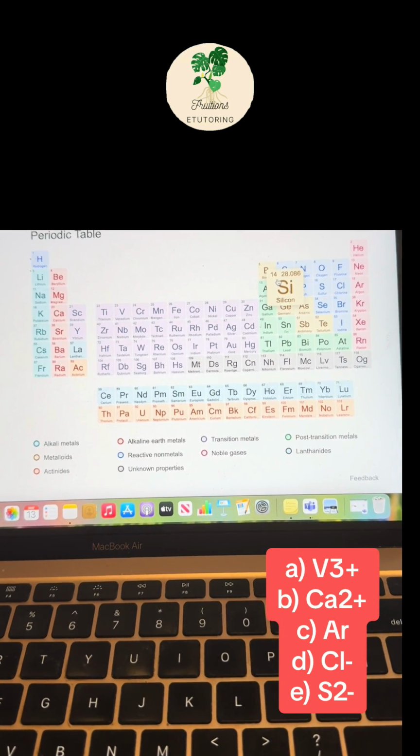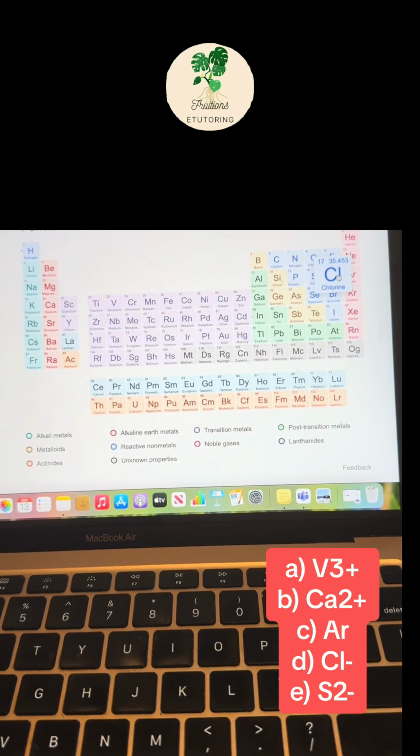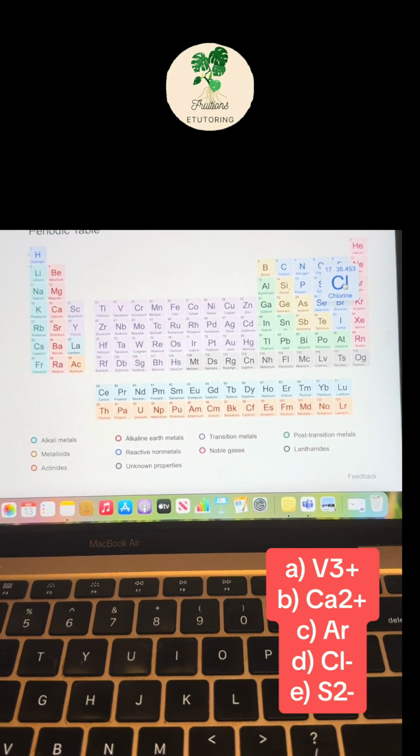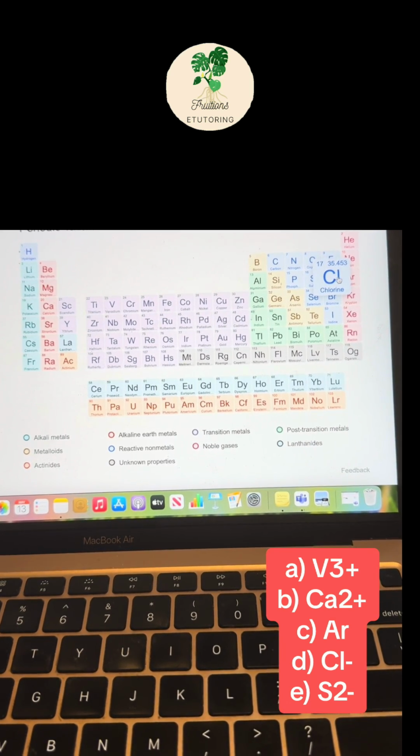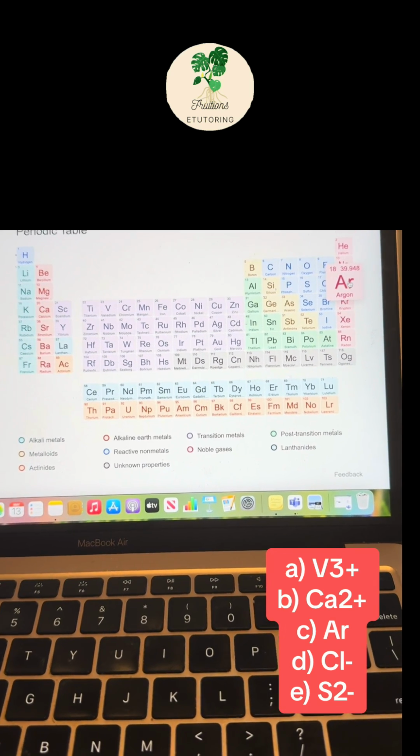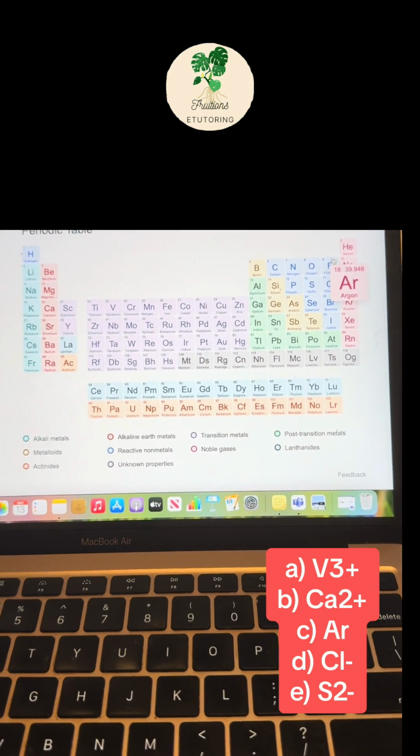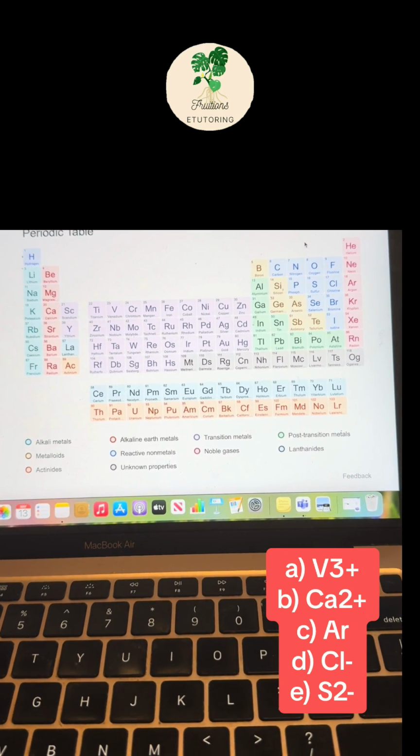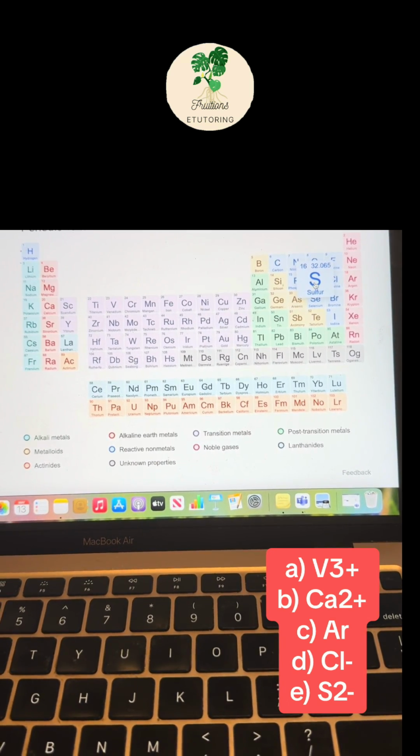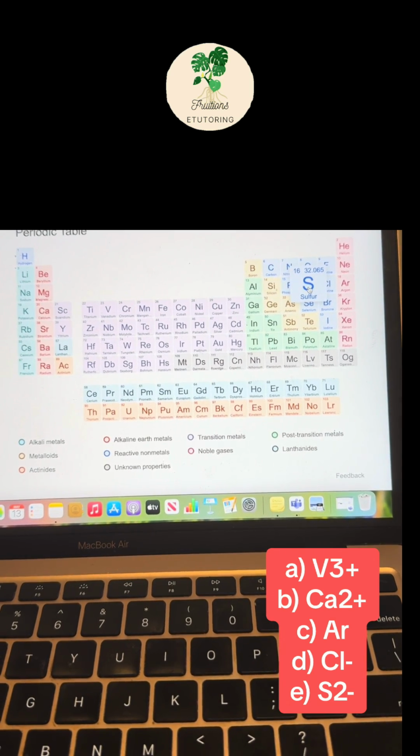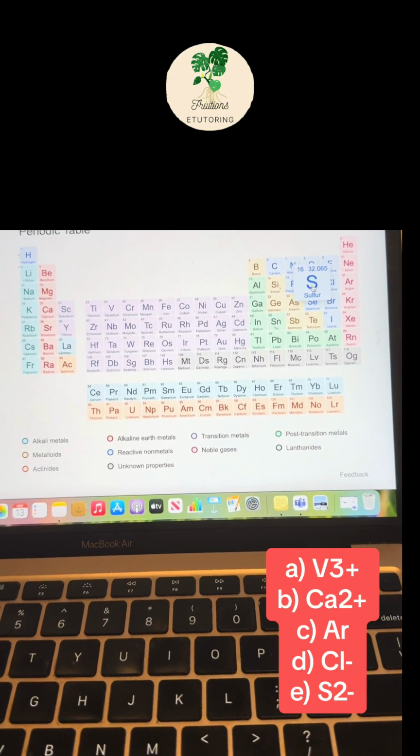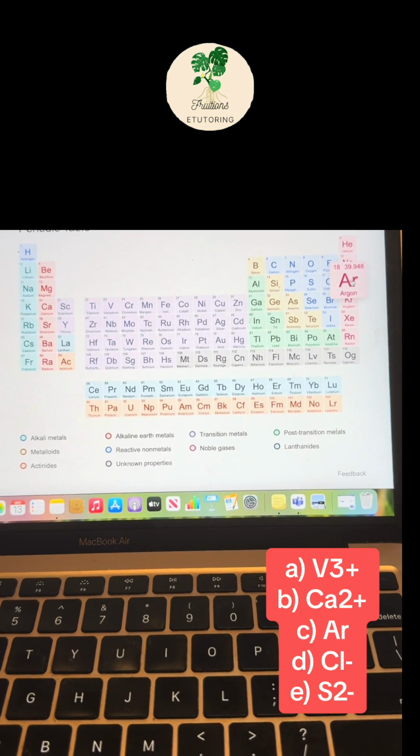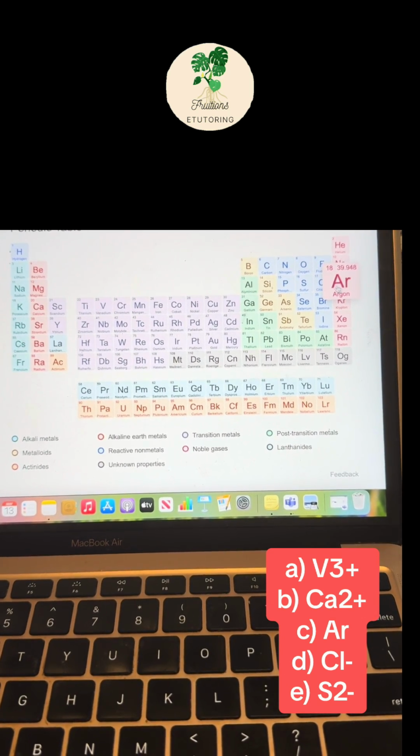The fourth element we have is chlorine with a charge of -1. So we're going to do the opposite of going backward, and we're going to go forward 1. So we end up at argon. And the last element that we have is sulfur with a charge of 2-. So here's sulfur. Since it has a charge of 2-, we're going to go forward 1, 2 elements, and we also end up at argon.